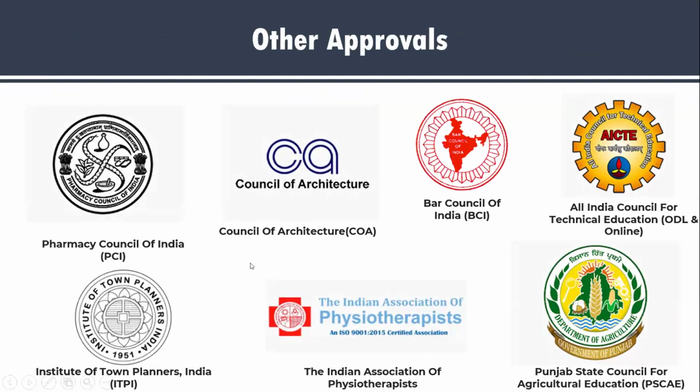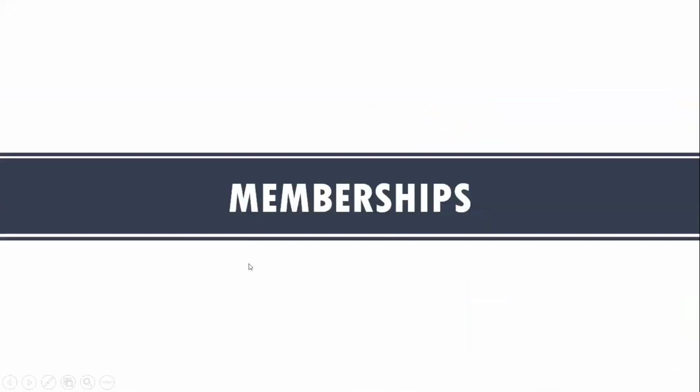Then we have ITPI, that is Institute of Town Planners India. This is required for planning programs. And we also have the Indian Association of Physiotherapists, for the physiotherapy programs like BPT. And then we have Punjab State Council for Agriculture Education, required for agriculture programs like the BSc Honors Agriculture program.